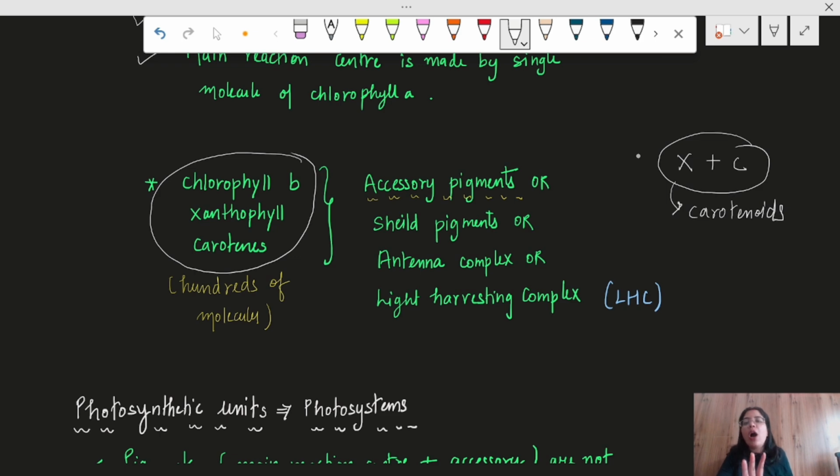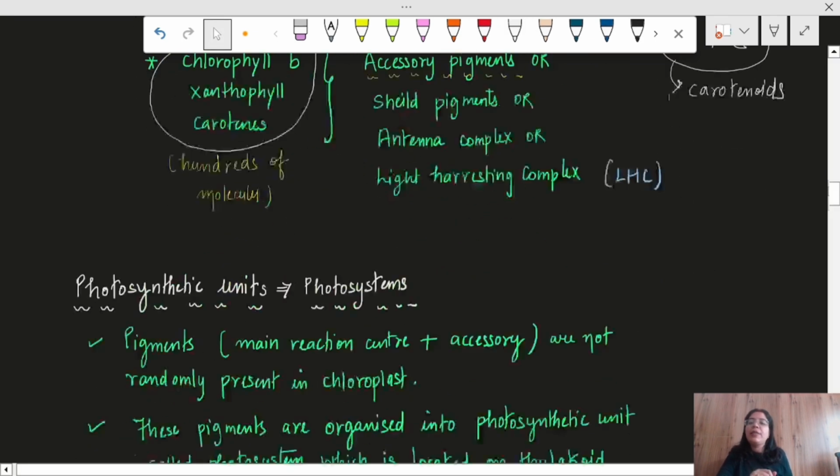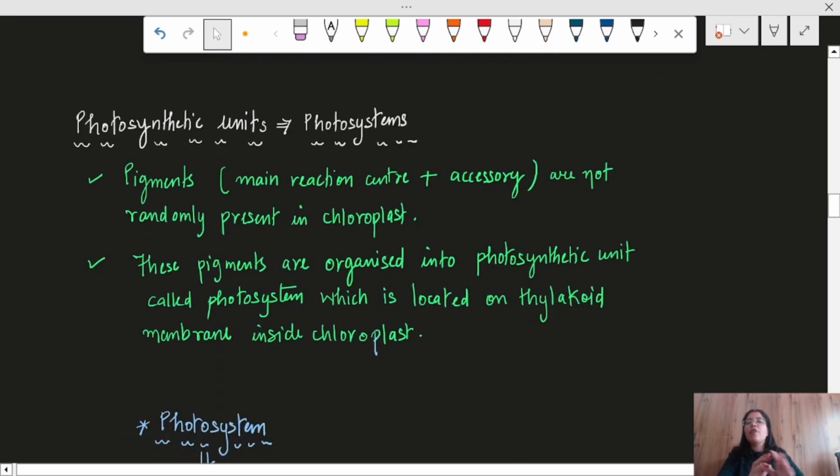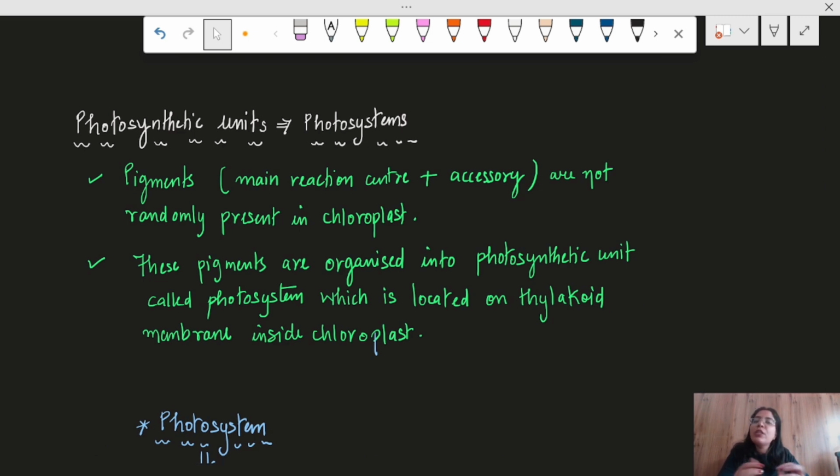Now I will tell you how these four pigments are organized. These four pigments are organized in the form of a particular unit called photosystem. Okay, what is photosystem? It is a photosynthetic unit. Where is it present? It is present on the thylakoid membrane, right? The pigments, which include the main reaction center pigment. What is the main reaction center pigment? Chlorophyll A. And the accessory pigments. What are the accessory pigments? What are the shield pigments? What are the light harvesting pigments? They are chlorophyll B, xanthophylls, carotenes.